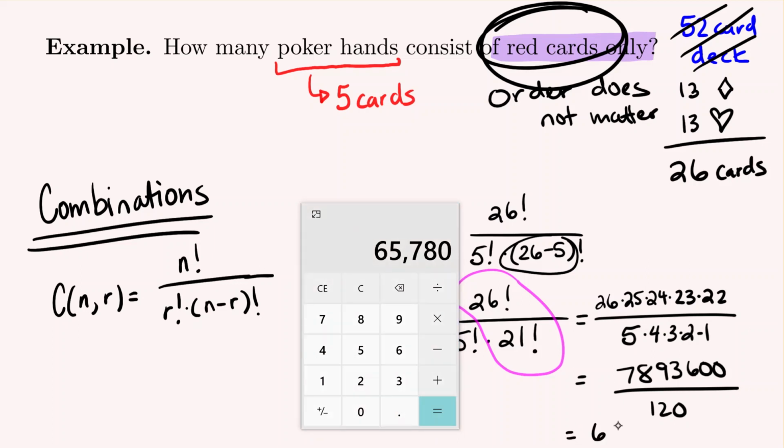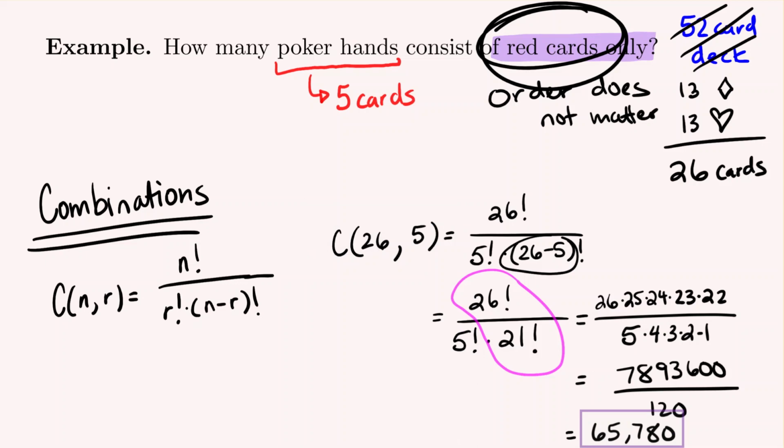And we get there's 65,780 possible ways to get a 5-card hand from only the red suits.